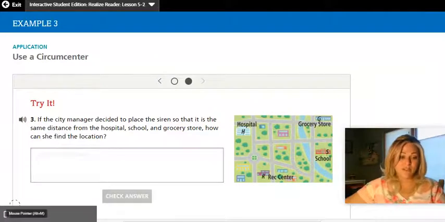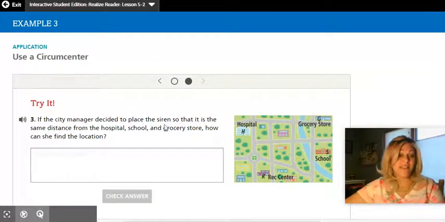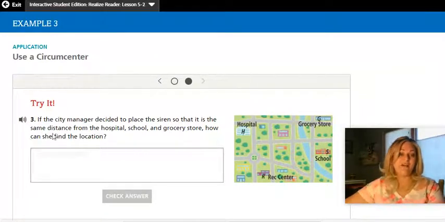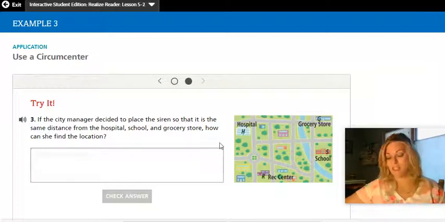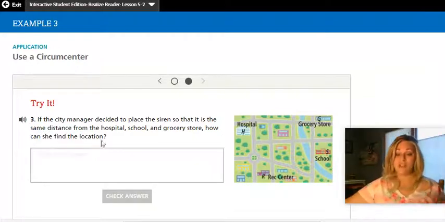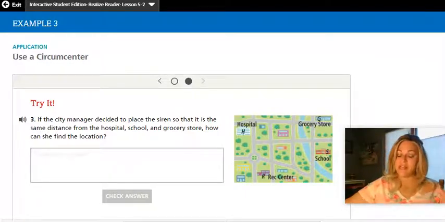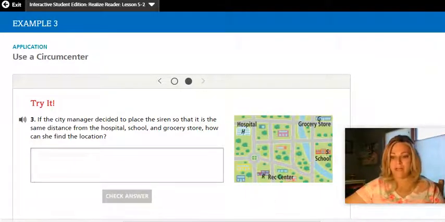All right, here's an actual part that says, try it. If a city manager decides to place the siren, how can she actually find the location? So instead of doing it, you're going to describe it word for word so that later on when you have a test or a quiz, you can refer back to how you actually do this. How do you find a point equidistant from 3 other points?